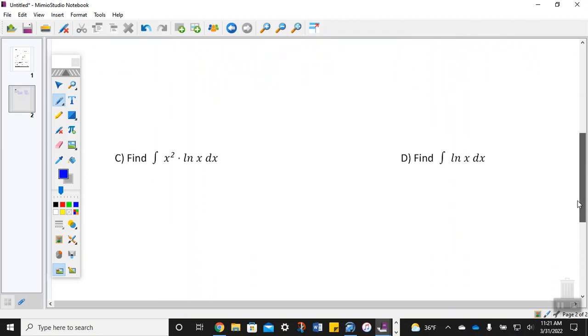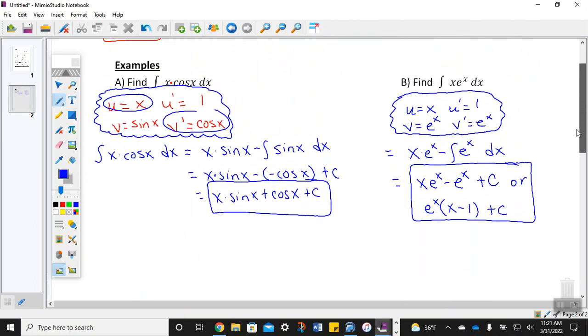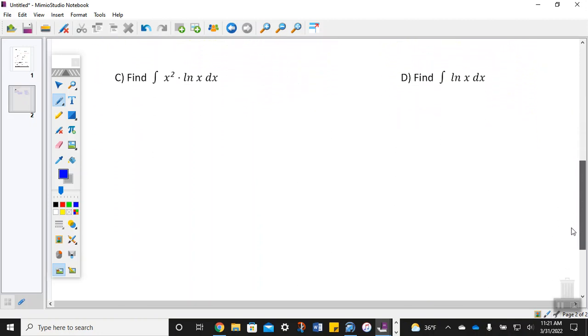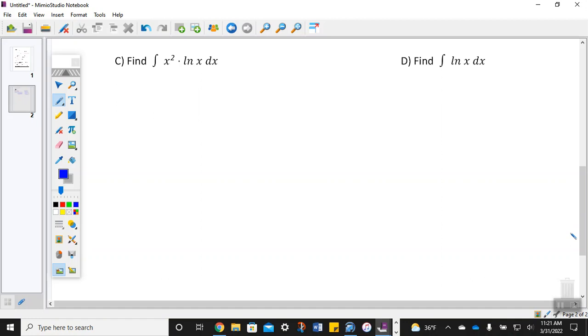Ooh, I see something in part C. You may see something in part C? Oh, natural log. Ugh. All right. Yeah. What do you mean it's a natural log? I've never seen Carson so happy to see a natural log. What are we probably going to let u equal according to our helpful hints? Natural log. So that means v prime will equal what?